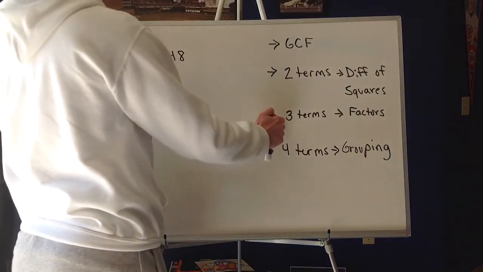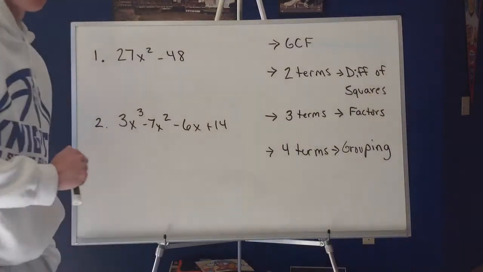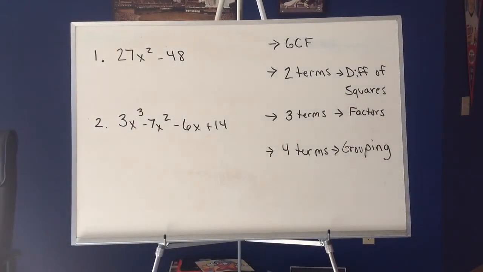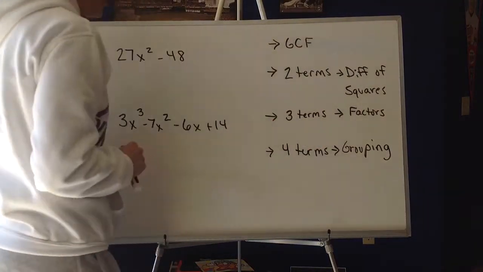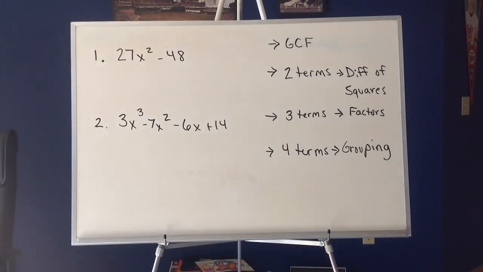Okay, then if you have 3 terms, you're going to look to do the factors. Okay, where we list out the factors and try and find the right combination to get that middle term. Okay, and if you have 4 terms, then you're going to be grouping. And remember, the only grouping we have is grouping first 2 and last 2. And then from there, we can factor.